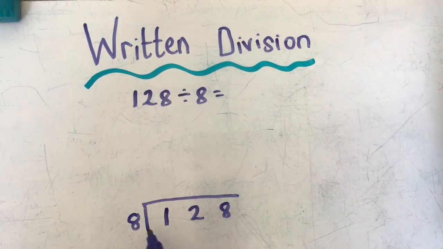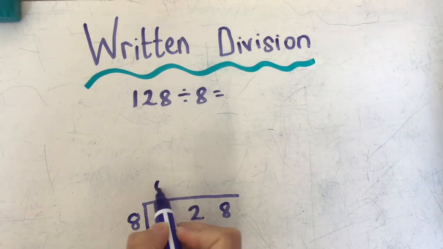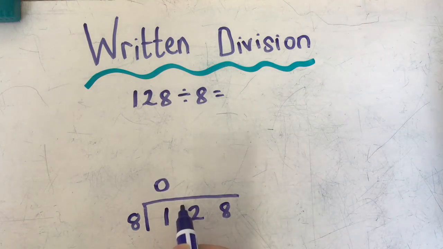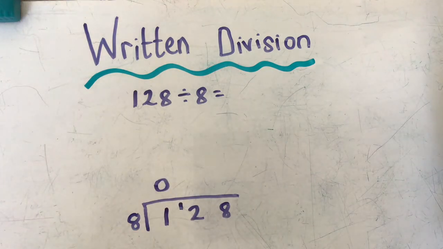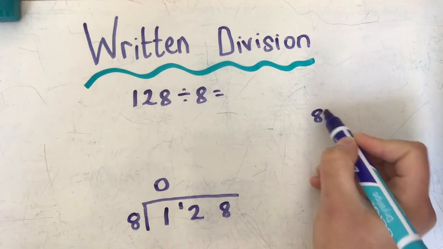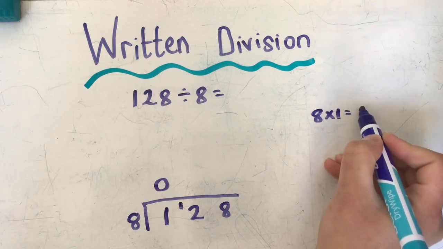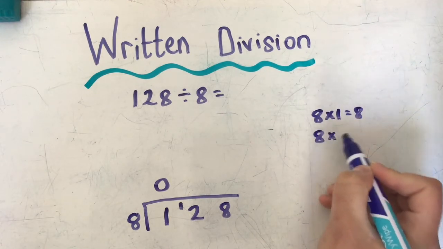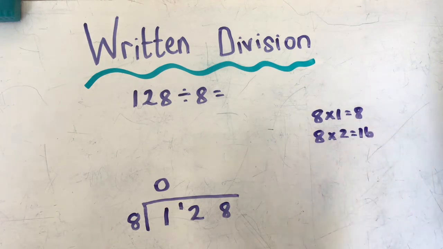Then, just as before, we work from left to right. So how many times does 8 go into 1? Well, we know 8 doesn't go into 1 any times because it's bigger, so we carry over that 1. Then we look and see how many times does 8 go into 12. We know 8 multiplied by 1 is 8, and 8 multiplied by 2 is 16. So it only goes in once.